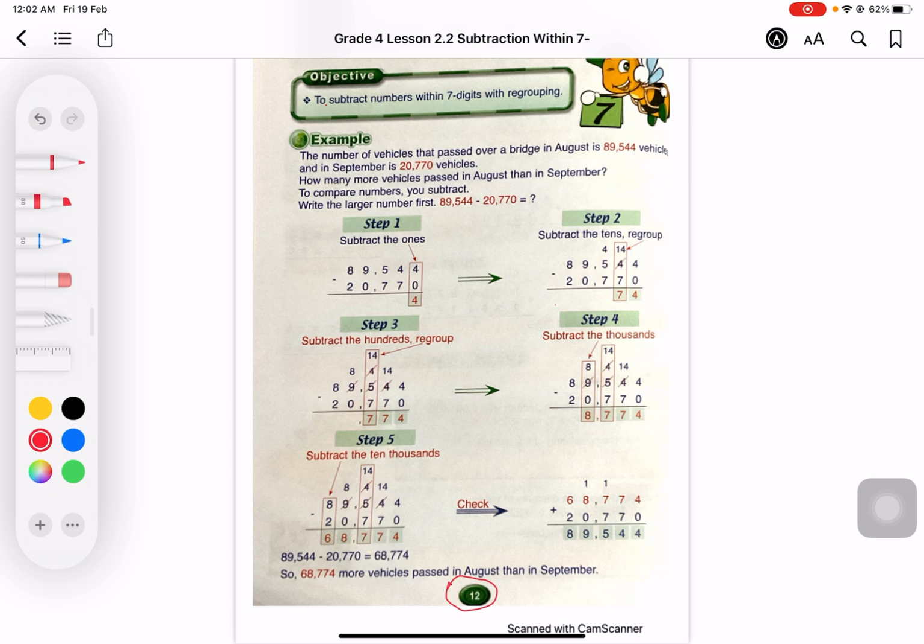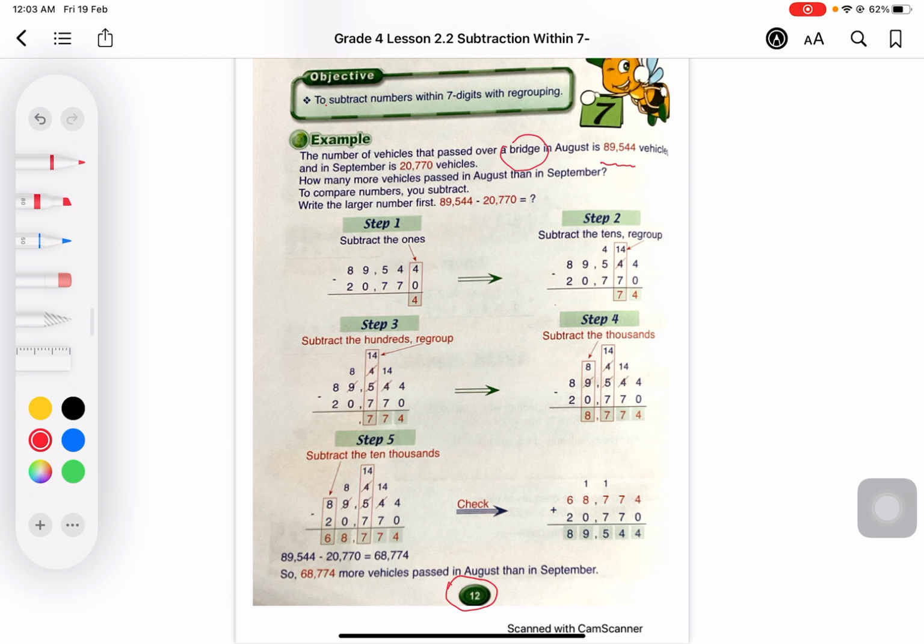The first example we need to read is: the number of vehicles that passed over a bridge in August is 89,544. Vehicles means cars, they count how many of all types of cars pass over a bridge. Bridge means a bridge. Okay? The number is 89,544 vehicles. And this was in which month? It was in August. August is month 8.